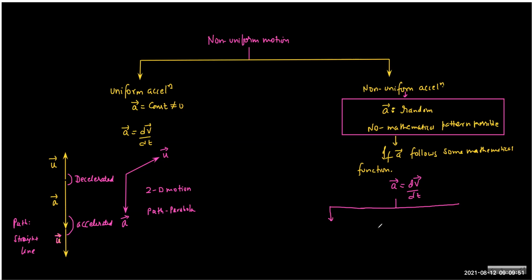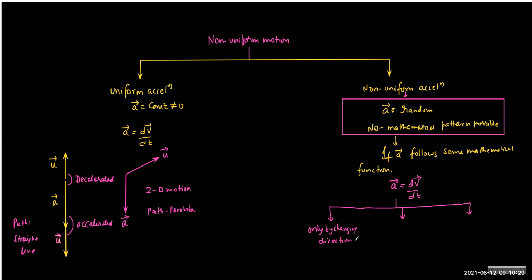When we say a is non-uniform, because we are saying that a vector is non-uniform, what does it mean? The vector is changing either its magnitude or direction or both. That's it, isn't it? So when you say acceleration is non-uniform, there are three possibilities. So it can be non-uniform only by changing direction.